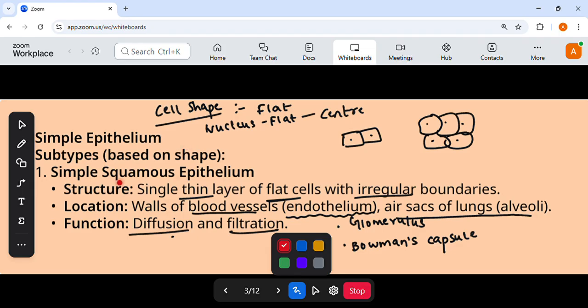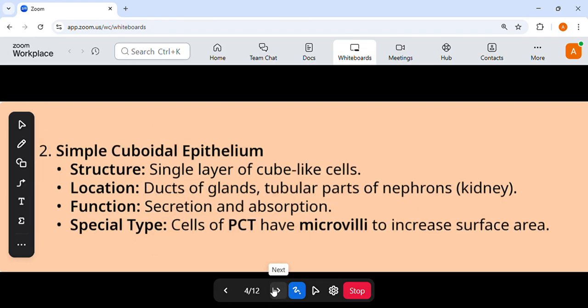So on the basis of shape हमने डिवाइड किया है 3 टाइप्स में. सो स्क्वामस एपिथेलियम को पेवमेंट एपिथेलियम भी कह रहे हैं क्योंकि इनके सेल का शेप फ्लैट है, न्यूक्लियस भी फ्लैट है और सेंट्रली लोकेटेड है. और ये इरेगुलर बाउंड्रीज होते हैं सेल के. हमें कहाँ देखने को मिलता है? In endothelium, basically the walls of blood vessels, alveoli, glomerulus, Bowman capsule. The function of squamous epithelium is diffusion and filtration. Clear? Now let's move ahead with cuboidal epithelium.